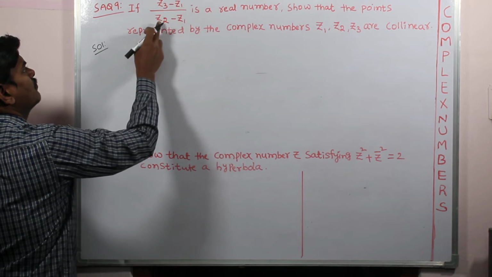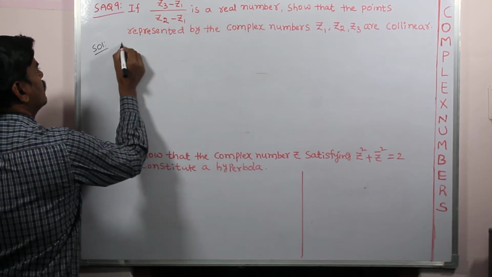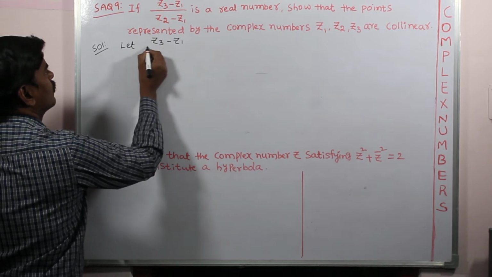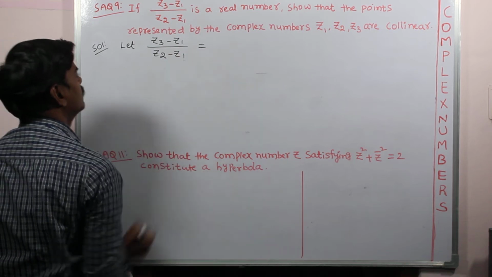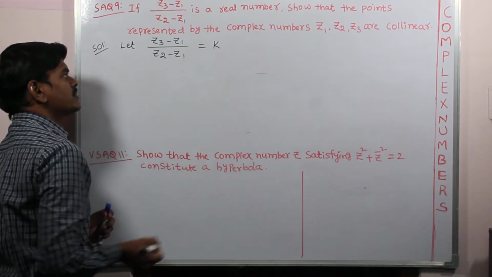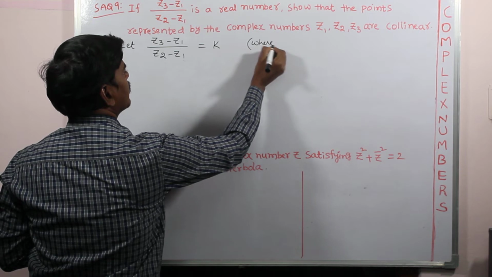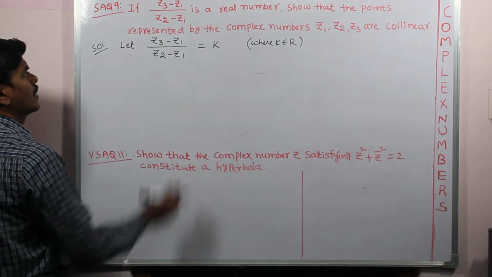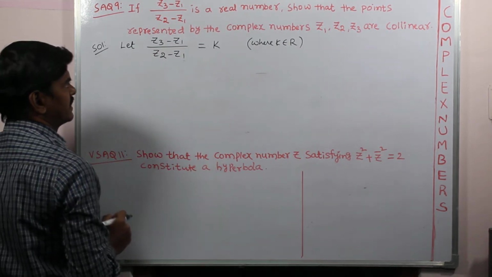(Z3 minus Z1) by (Z2 minus Z1) is a real number. It's simply given as a real number, but we don't know its exact value. Let it be k, some unknown value we assume as k, where k is any real number, k belongs to R. Now this is the assumption we have to proceed with.